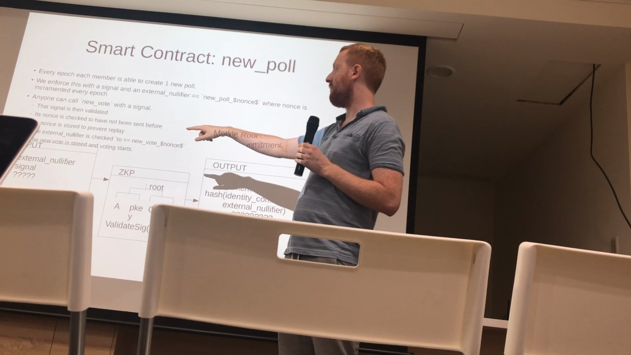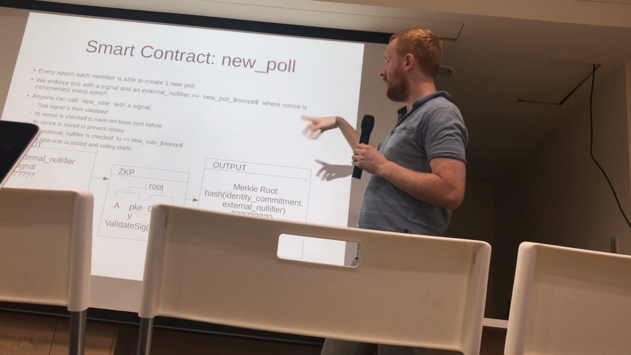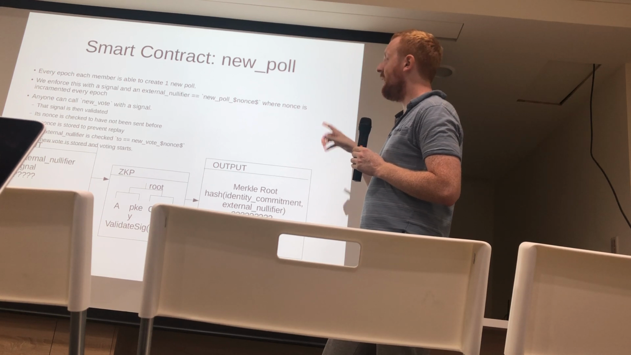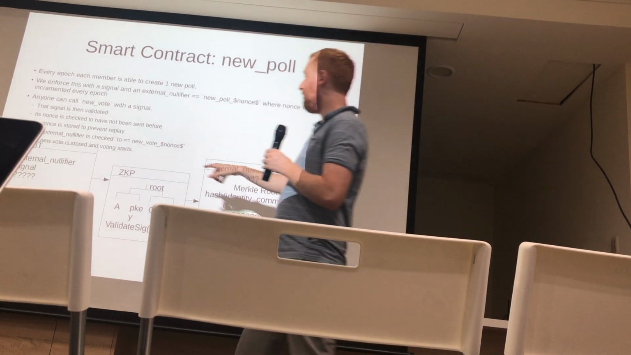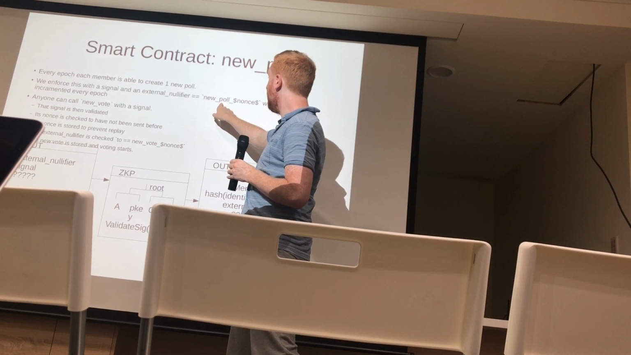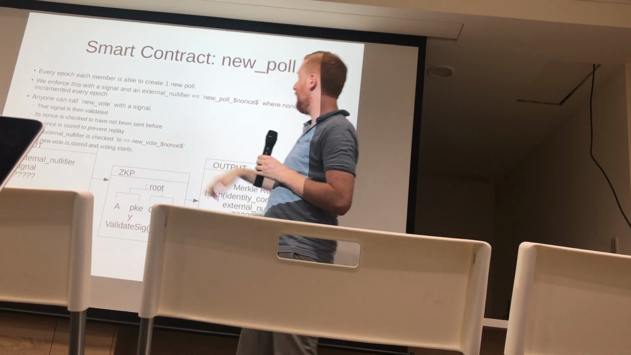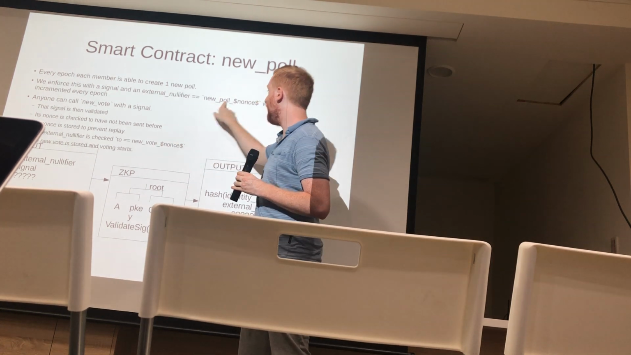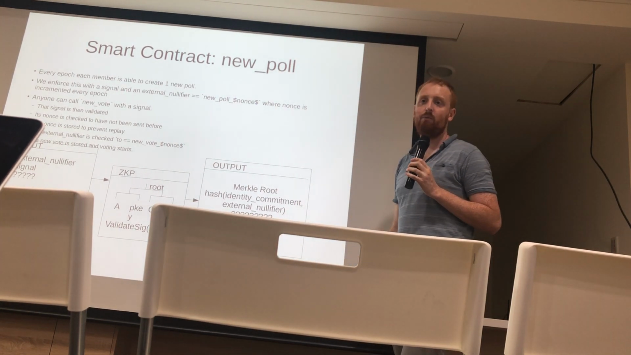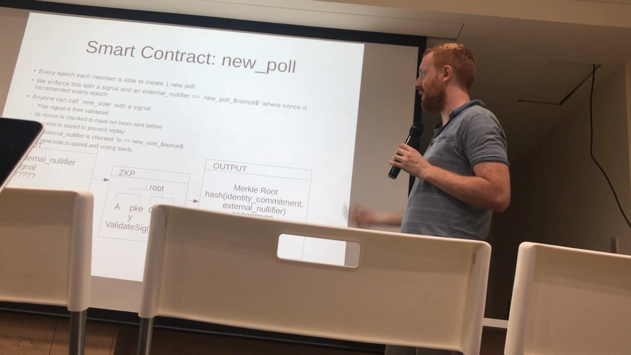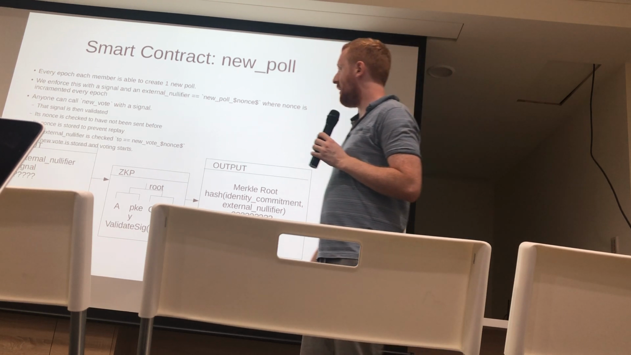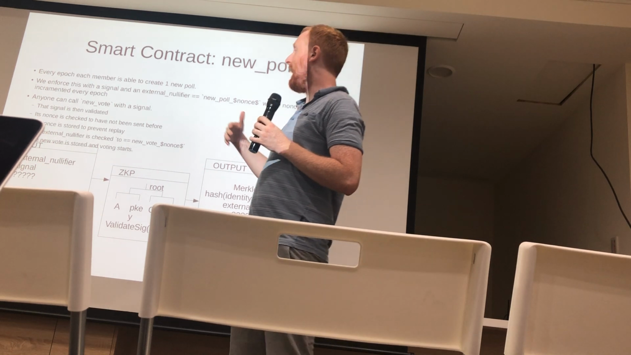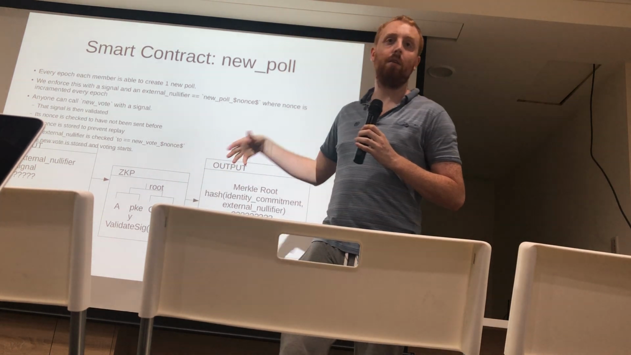Then we check that the external nullifier is calculated correctly. And this should be poll, not vote. This and this need to be consistent. That's really important. Otherwise, it's just a different external nullifier. Okay, so then after all of that is done, the new vote is stored and the voting begins.